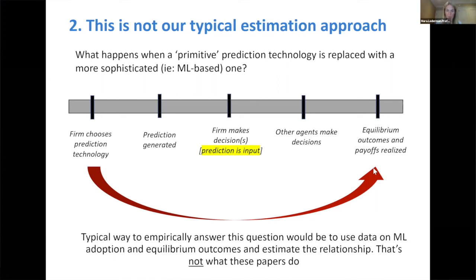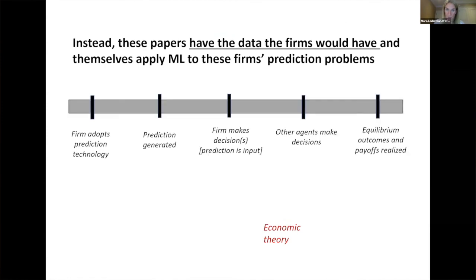So like the paper on electronic health records, Avi's paper that I just talked about, the firm chooses a new technology. In this case, it's not a prediction technology, it's an information technology, electronic medical health records. A whole bunch of stuff happens that we don't look at, and they measure the equilibrium outcome they care about, which is cost per patient, right? That's usually how we would do this. That's not what these papers do, right?